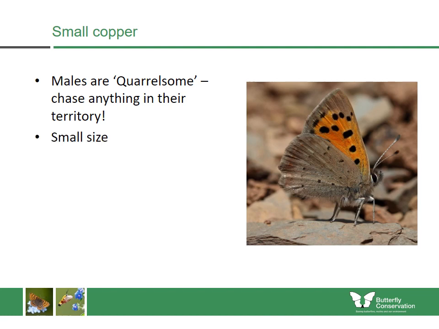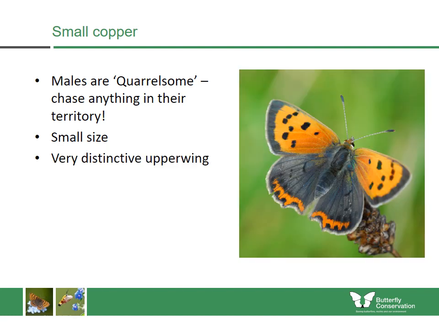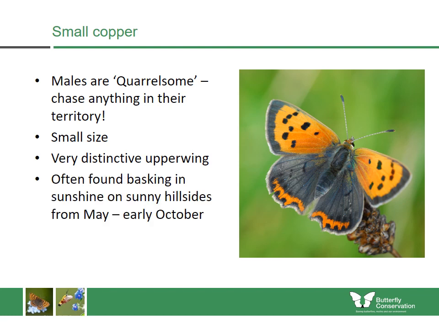The underside of the wing looks just like this, so it's not very bright in appearance. However, when the wings are opened, especially on a sunny day, you can see that they're a beautiful bright orange colour which really shines in the sun. It's got a very distinctive upper wing, and you'll often see them basking in the sunshine on sunny hillsides from late May until early October in Scotland.